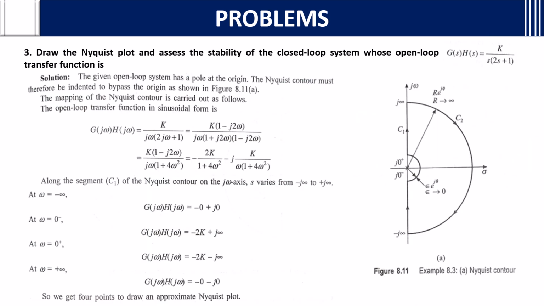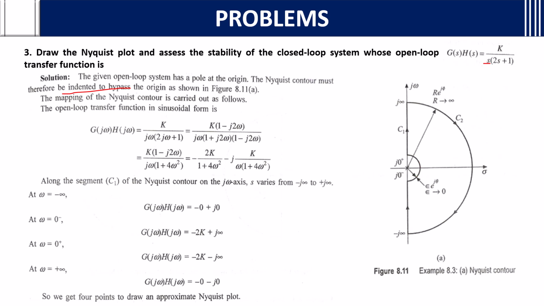Third question: draw the Nyquist plot and assess the stability of the closed loop system whose open loop transfer function g of s into h of s is equal to K by s into 2s plus 1. The given open loop system has a pole at the origin, s equals 0. So the Nyquist contour must be indented to bypass the origin as shown in figure 8.11a. It should bypass the origin like this.